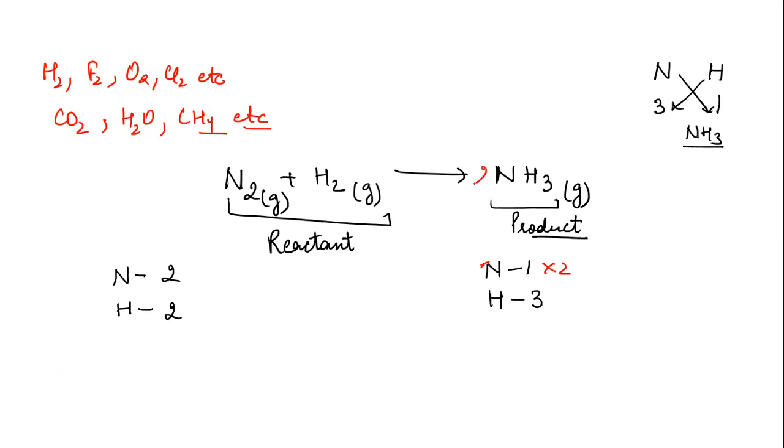Now, if I write 2 there, then nitrogen will be equal to 2. Now hydrogen: 3 into 2, 6. This 2 will be multiplied with hydrogen also, so it will become hydrogen 6. Clear? Now here we have only 2 hydrogens, so if I multiply it by 3, it will become 6. Now you can find 2 nitrogen, 2 nitrogen, 3 into 2, 6 hydrogen, 3 into 2, 6 hydrogen. So this is a balanced equation. Clear?